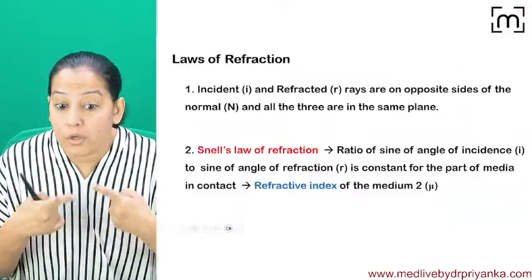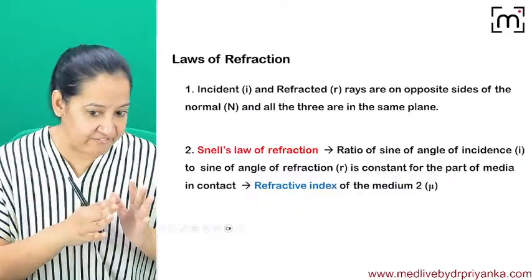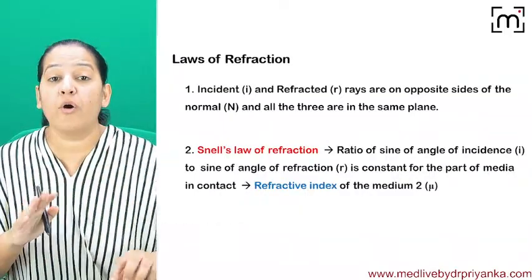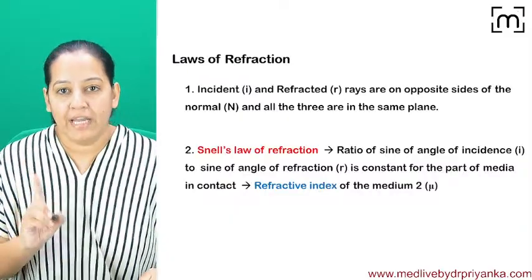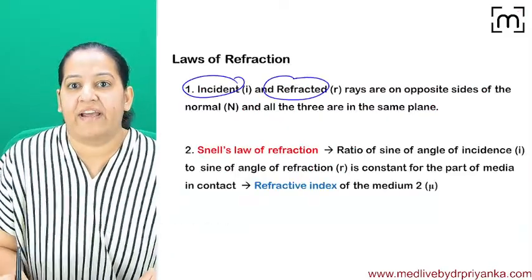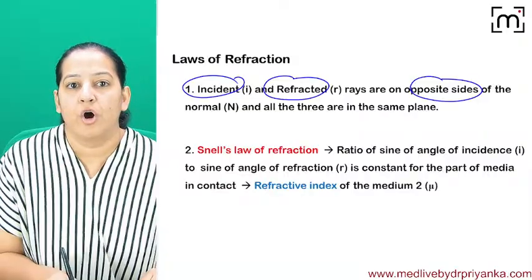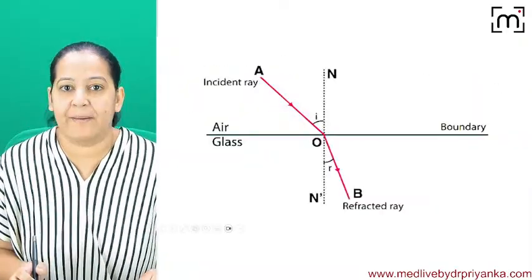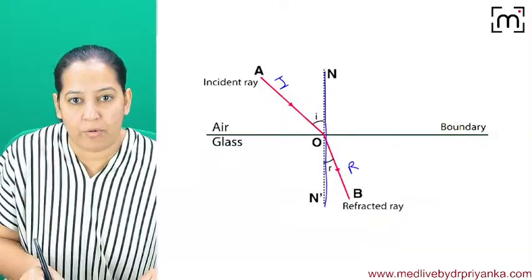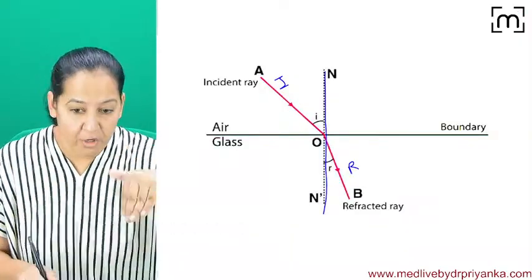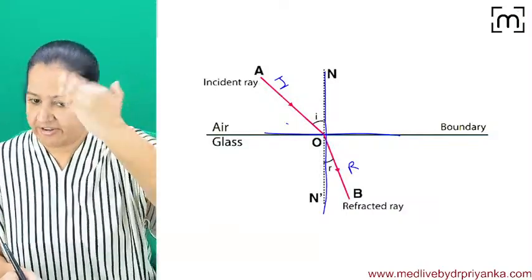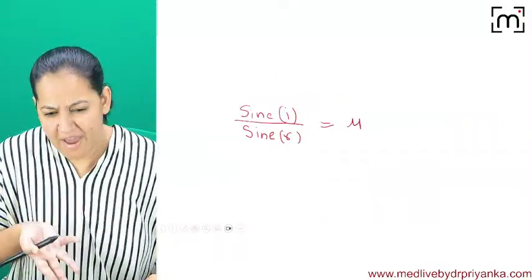Now coming to the laws of refraction. We have seen the two laws of reflection; there are also two laws of refraction. In the first law, the incident ray and refracted ray are on opposite sides of the normal, but all three are in the same plane. This is the incident ray, this is the refracted ray, and this is the normal. The incident ray is on one side of the normal and the refracted ray on the other side because there is a change in medium.